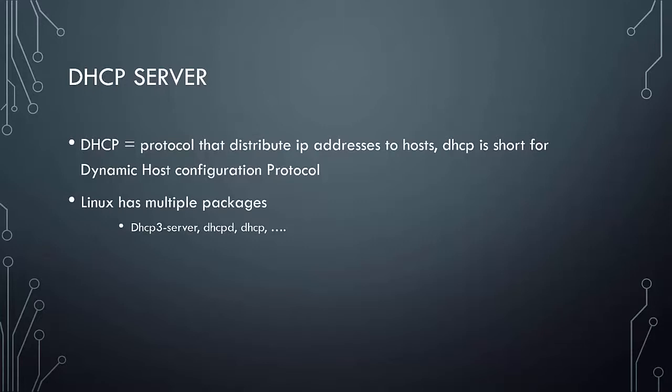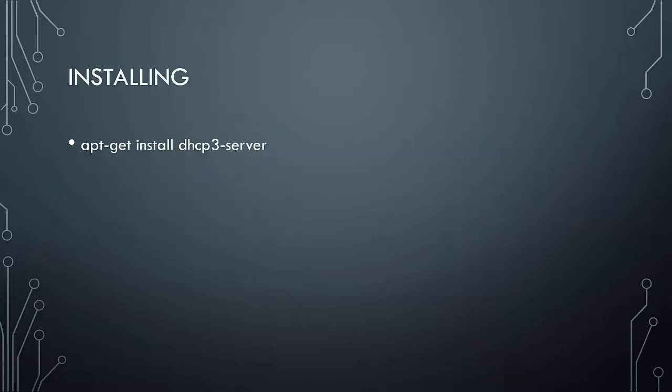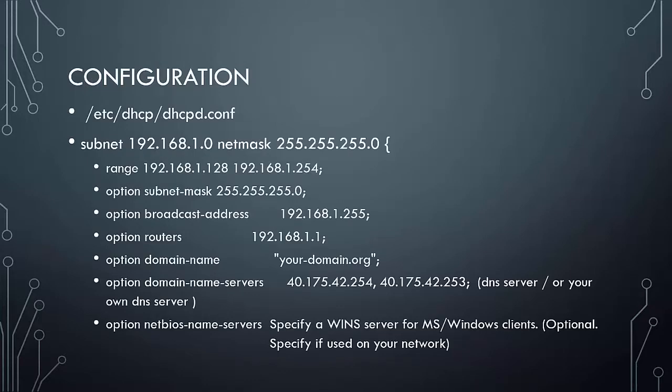A DHCP server uses the DHCP protocol that distributes IP addresses to hosts. DHCP is short for Dynamic Host Configuration Protocol. Linux has multiple packages for DHCP servers, but we will use dhcp3-server for today. To install it, we will use apt-get install dhcp3-server. Now I'll give you a short explanation on the configuration file before we move on to the demo.